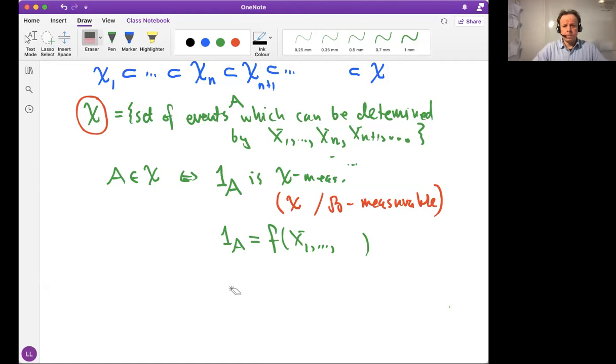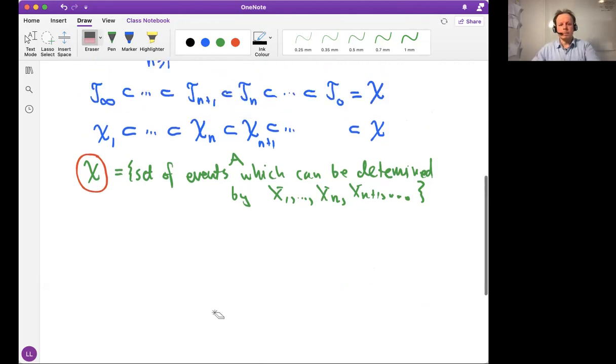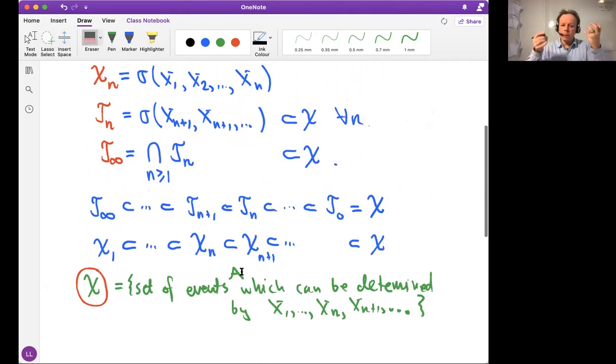I think the intuitive picture is important. So what this sigma algebra X means intuitively is the set of events which you can determine as some deterministic function of the full sequence. Okay.